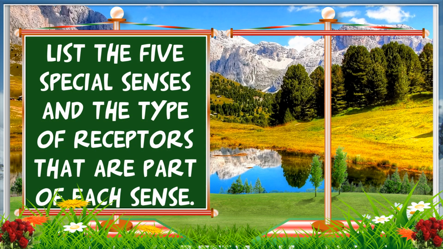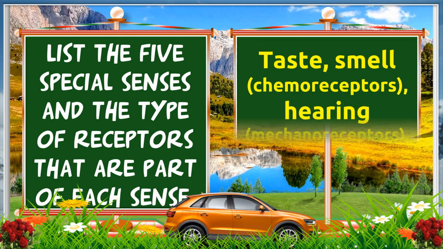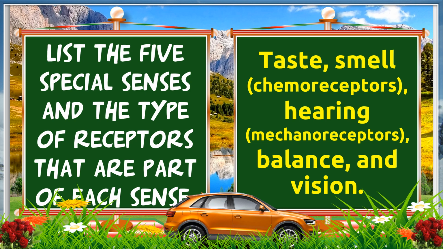List the 5 special senses and the type of receptors that are part of each sense. Taste, smell, those are chemoreceptors. Hearing is mechanical receptor. Balance and vision.